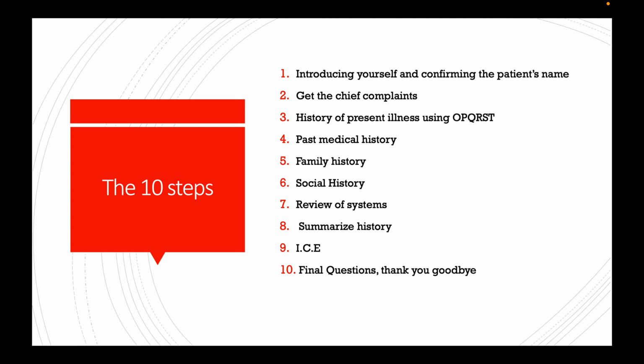Number 6 is asking the patient for social history. Number 7 is reviewing the systems. Number 8 is summarizing the history. Number 9 is ICE, which I'm going to talk about later. And number 10 is the final question, and thank you, goodbye. So these are the 10 steps in history taking.